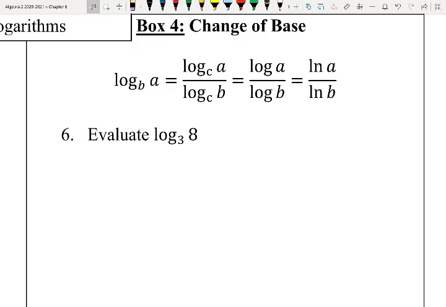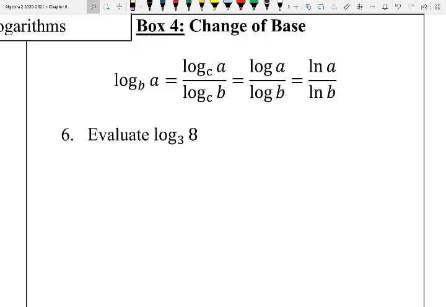All of us have the capability of doing a common log, right? That was log base 10, just log of whatever. And we've been capable of doing our natural log, our ln, log base e. But for the most part, that's all we've been able to do. Not many of our calculators have the capability of evaluating a log for a particular base. And this change of base formula allows us to be able to do that.